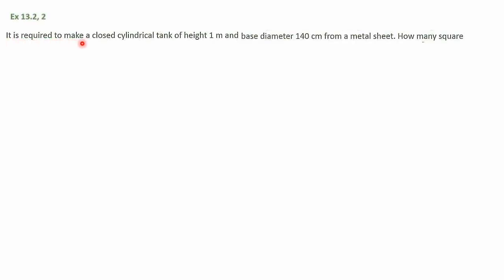Next we shall discuss question number 2. It is required to make a closed cylindrical tank of height 1 meter and a base diameter 140 centimeter from a metal sheet. How many square meters of the sheet are required for the same? Given that pi is 22 by 7.